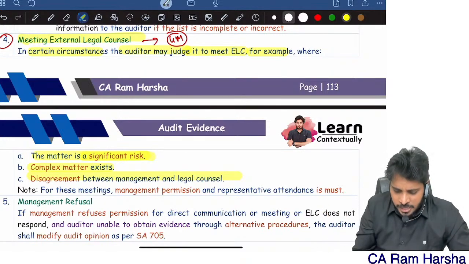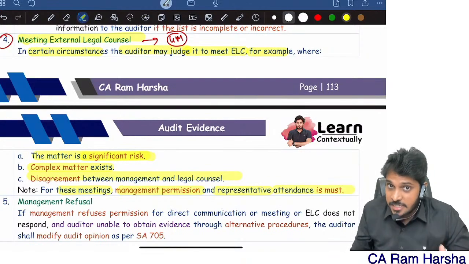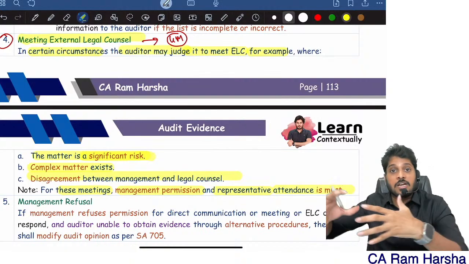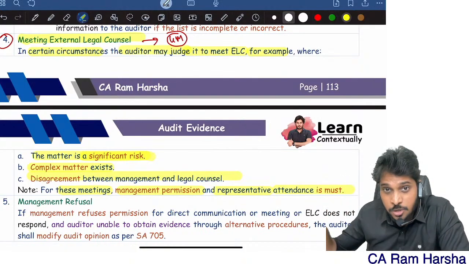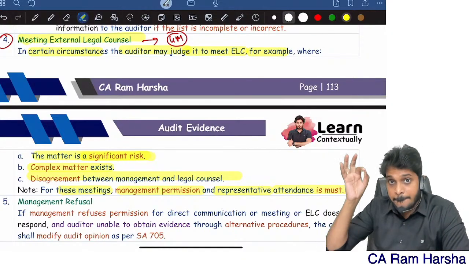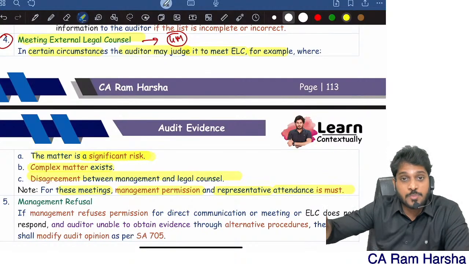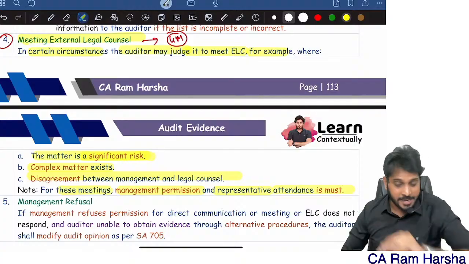But remember, even if you want to go for these meetings, management's permission and management representative attendance is a must. You can't directly, privately contact external counsel without management's authority. So you must tell the management specifically, get their permission and go and meet the external lawyers. And make sure that one of the representatives of the management is also there along with you when you're meeting external legal counsel. This is meeting.